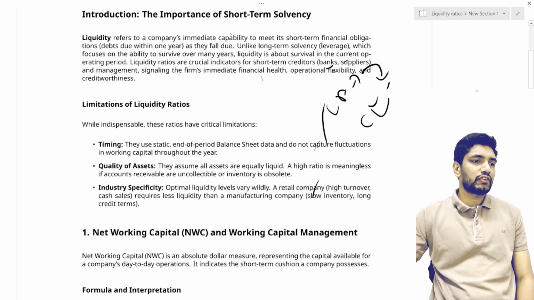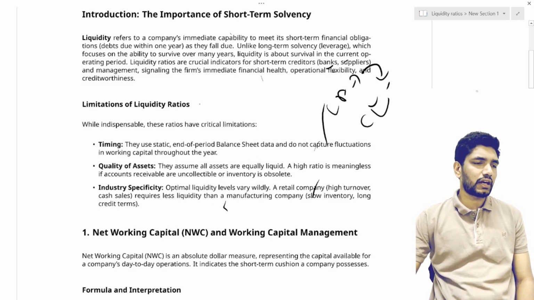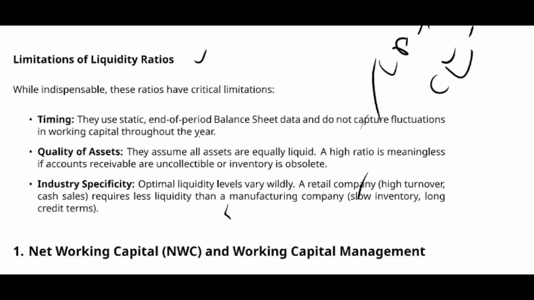Before we start, there are some limitations for liquidity ratios. The first one is timing. For liquidity ratios, we take figures from the balance sheet or other financial statements like the income statement. So it does not capture the fluctuations in working capital throughout the year. If we take current assets from the balance sheet, it is on a point in time, so it does not consider the fluctuations in current assets throughout the year. So timing is one limitation of liquidity ratios.